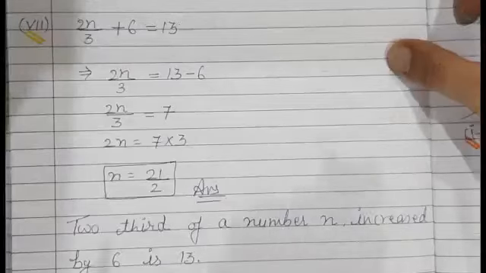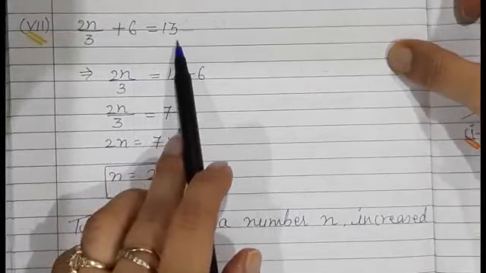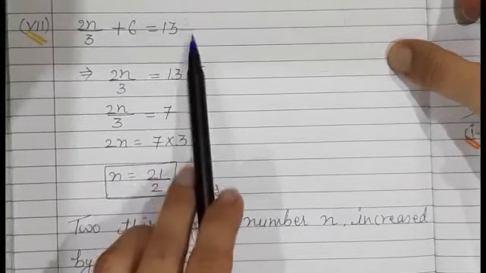Right? Now seventh part, 2n upon 3 plus 6 is equal to 13. First transpose this plus 6 to right hand side.